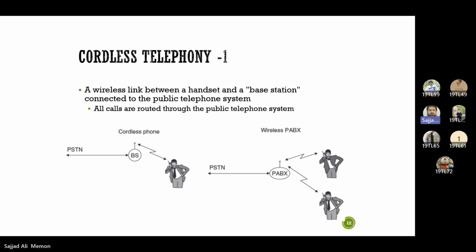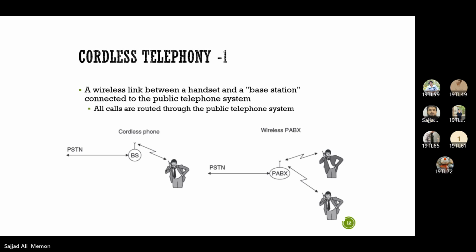Cordless telephony, popular but obsolete now. A wireless link between a handset and a base station connected to the public telephone system. All calls are routed through the public telephone system. You can see here PSTN is connected to a base station, and that is connected to a person, and we call this a cordless phone. Another scenario is we have PSTN and a PABX, and a person connected to this, and again that is called wireless PABX.